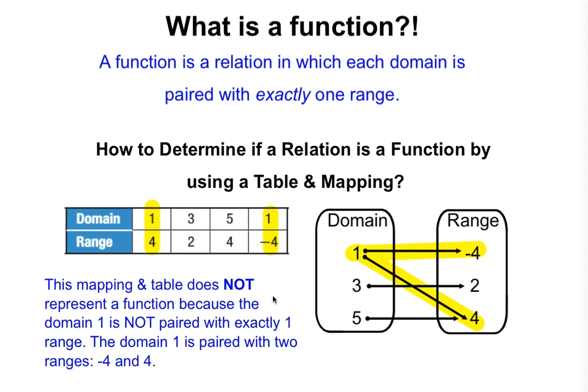So as this explanation says, this mapping and table does not represent a function because the domain 1 is not paired with exactly one range. The domain 1 is paired with two ranges, -4 and +4. You can see that here because there are two lines stemming from the domain of 1 going to two different range values. So this table and mapping does not represent a function. So let's take a look at one that does.